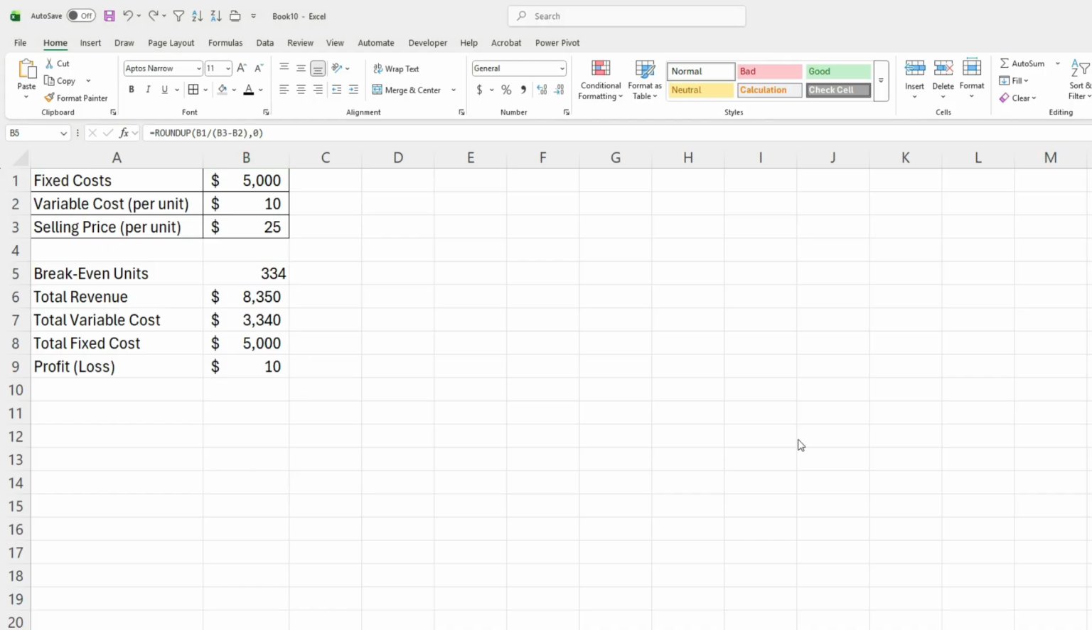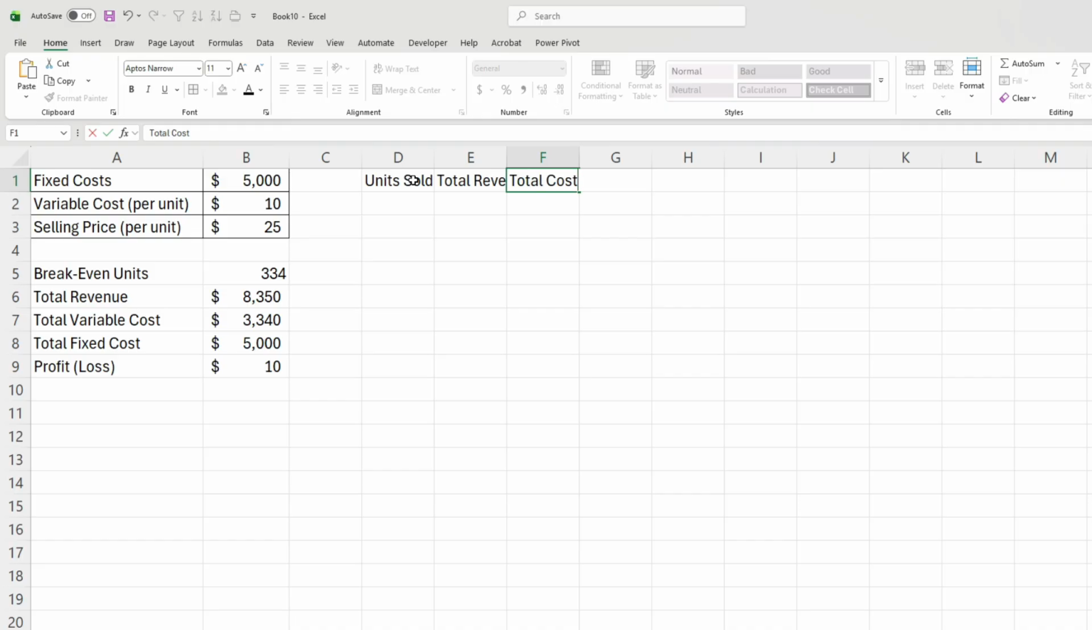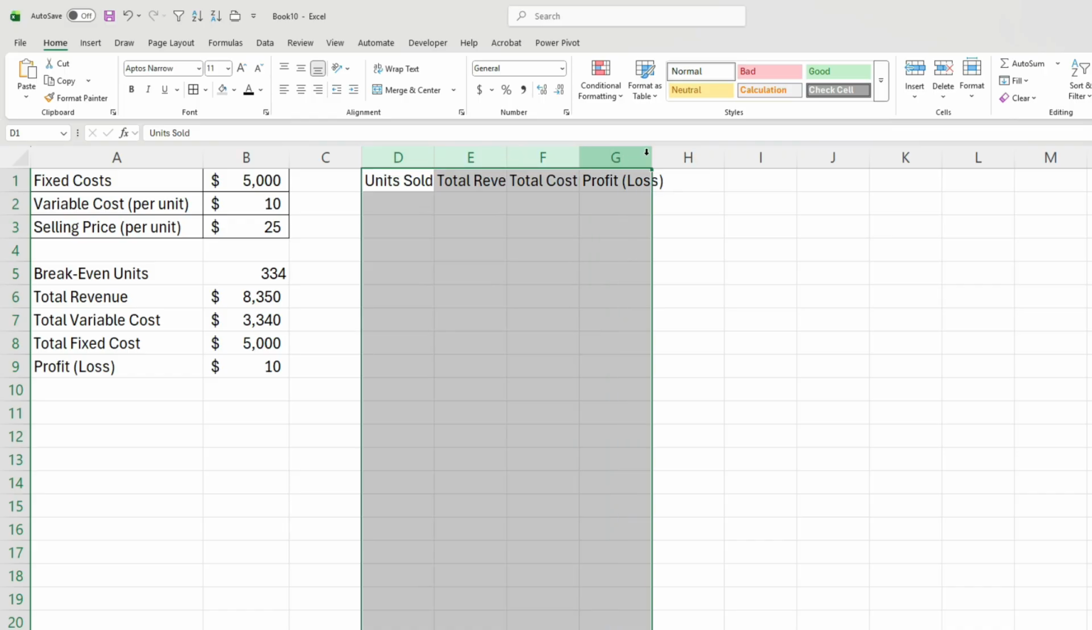So this is a very simple example of how we would calculate the break even. We could also set up a table to do a lot of different scenarios to calculate the units sold based on if we sold 100 units or 200 or so on and so forth. So I'm going to set up a table here, one that has units sold, total revenue, total cost, and then profit or loss. And I'm going to fill these values in.